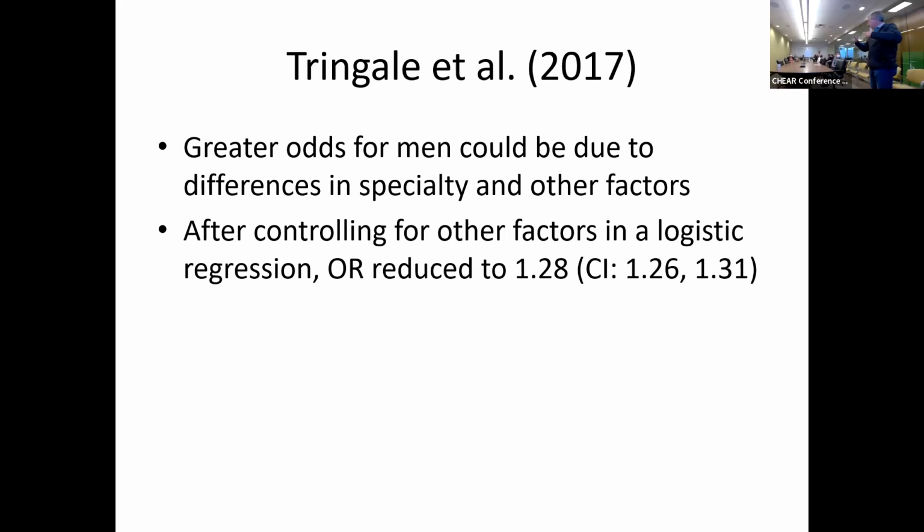But that very simple analysis didn't control for any covariates. It could be that men and women are in different specialties. Maybe different specialties have different probabilities of receiving industry payments. So they did a logistic regression controlling for lots of things, and that odds ratio was then reduced, after controlling for other things, to 1.28. Okay, so a little bit more precise.